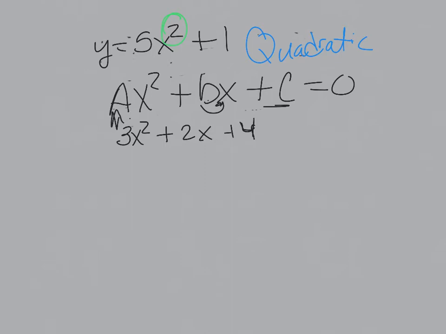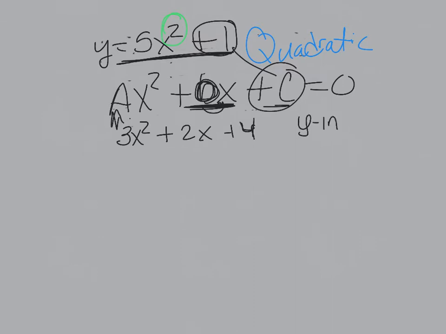All right, so if in this equation we don't have a bx, right? We don't have just an x to the first power. So b is 0, okay? Whenever you have an equation like that, your constant, your c, that's your y-intercept.